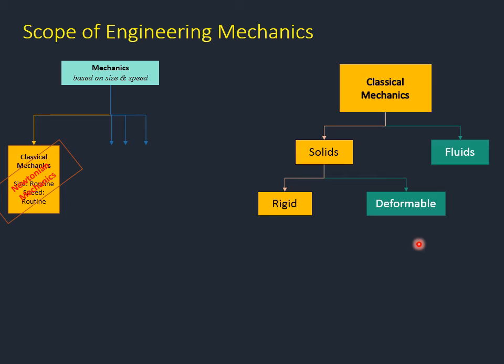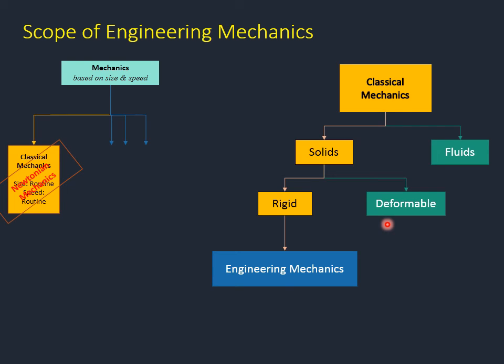The branch of classical mechanics that deals with deformable bodies or solids is known as solid mechanics or mechanics of solids or strength of materials or mechanics of materials. There are several names, but all of them essentially refer to the mechanics of deformable bodies. Classical mechanics that deals with rigid solids or rigid bodies is known as engineering mechanics.